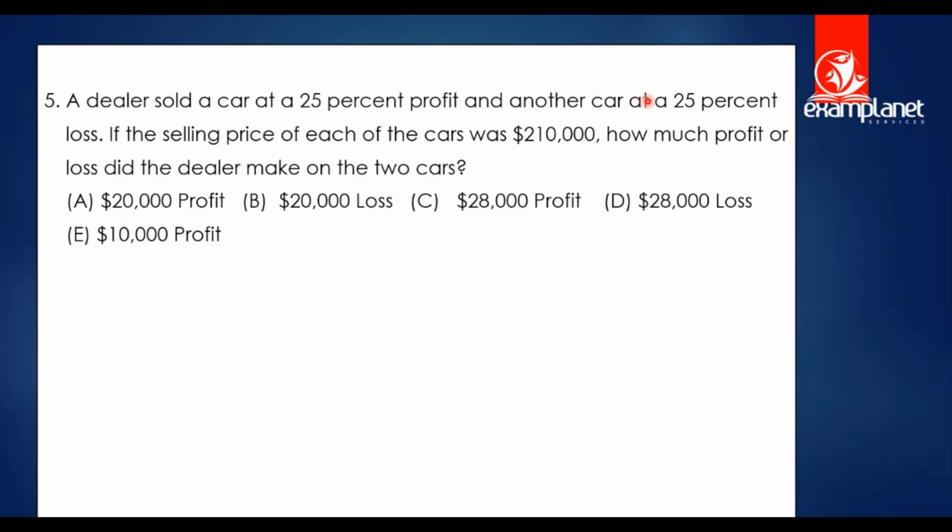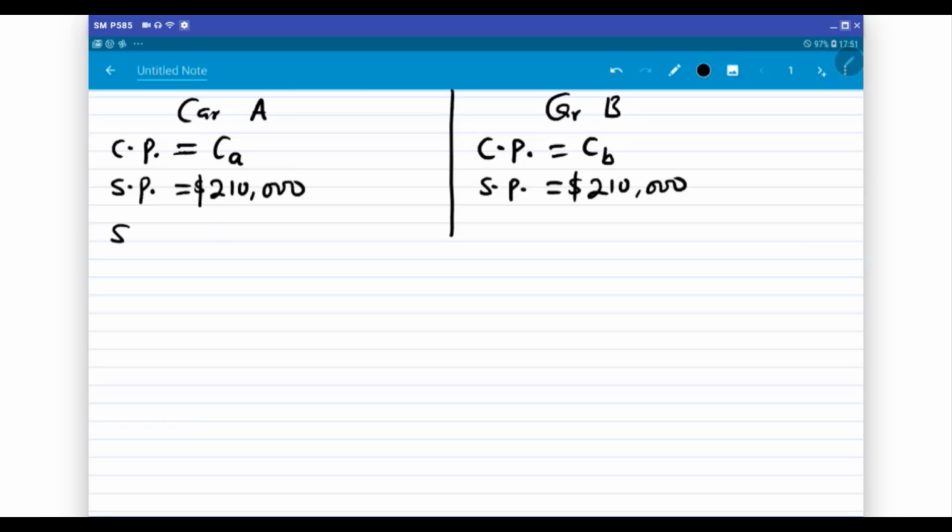All right. Now, don't forget from the question, the dealer made a profit of 25% on the first car and a loss of 25% on the second car. So it means for the first car, the man sold the first car at 125% of the cost price. At 125% of the cost price. That is, the selling price here for car A is 125% of the cost price, CA.